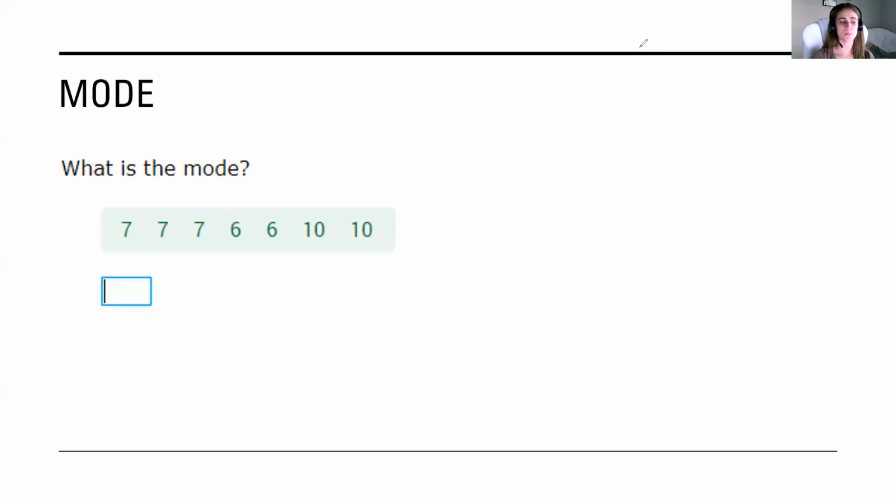All right, let's move on to mode. Remember that mode is the number which appears the most often. In this one, it can be helpful to put them in order, but you don't necessarily have to. So if we look here, I can see 7 occurs 3 times, 6 occurs 2 times, and 10 occurs twice. Therefore, 7 is our mode because 7 occurs the most.